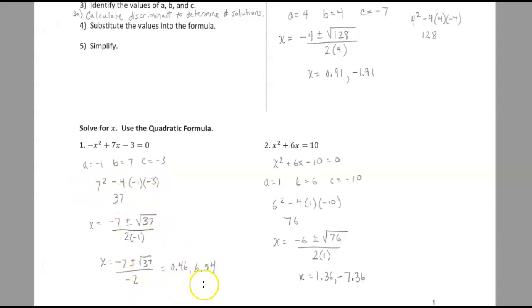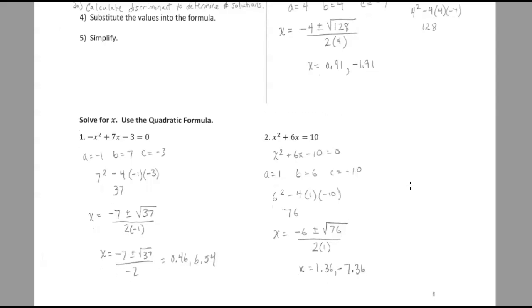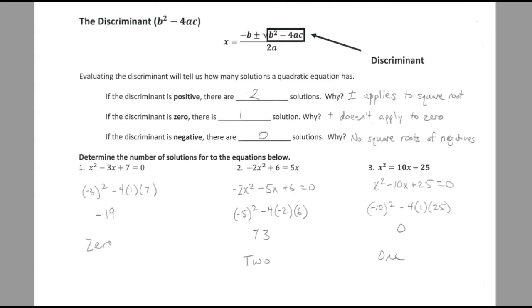my two answers. For number 2, I needed to rearrange it so that the 10 came over to the left side. I needed it to equal 0. Identified A, B, and C, calculated the discriminant, came out to positive 76, so I was good to go. Insert that into the formula and solve it. So there's two solutions to that one as well. All right, on page 2, more about the discriminant.